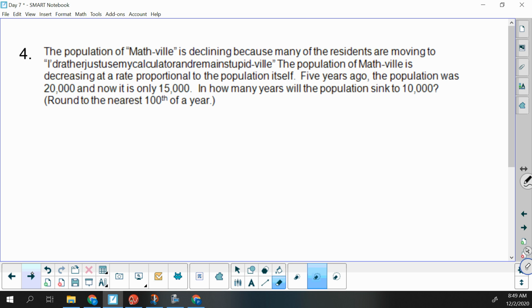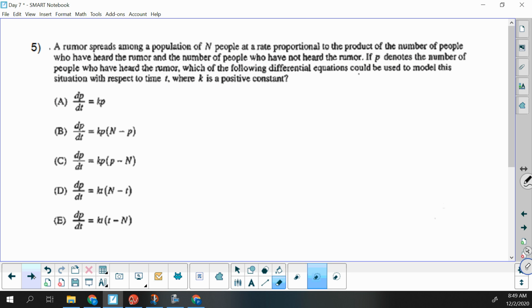The next one I wanted to look at was number 5. So a rumor spreads among a population. There's n people, and it's spreading at a rate proportional to the product of the number of people who have heard the rumor and the number of people who have not heard the rumor. That sentence there is basically the definition of our logistic function.